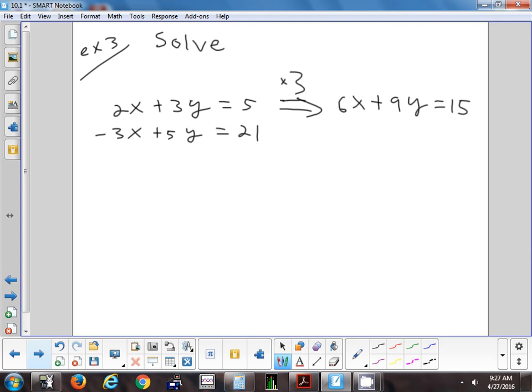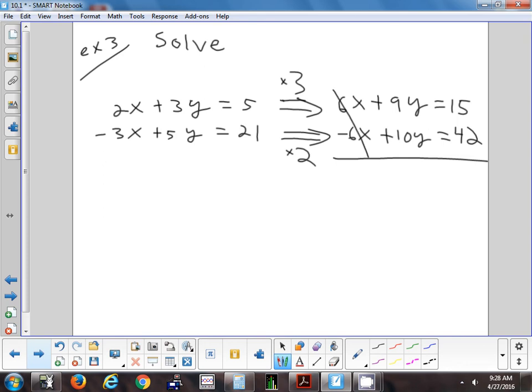How about the bottom equation? 2. Yeah, all right, let's try it. So in the bottom equation, we're going to multiply everything by 2, okay? And watch what happens. You get negative 6x plus 10y equals 42. Now we're going to add those equations up. What do you get when you add your x's up? 0. Yep, x's are gone.